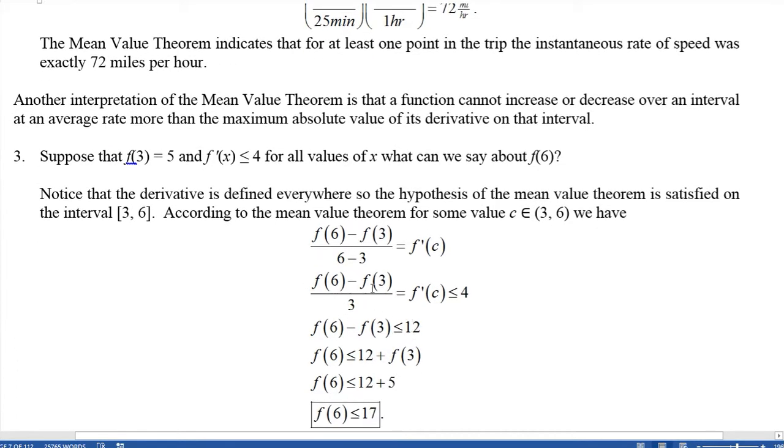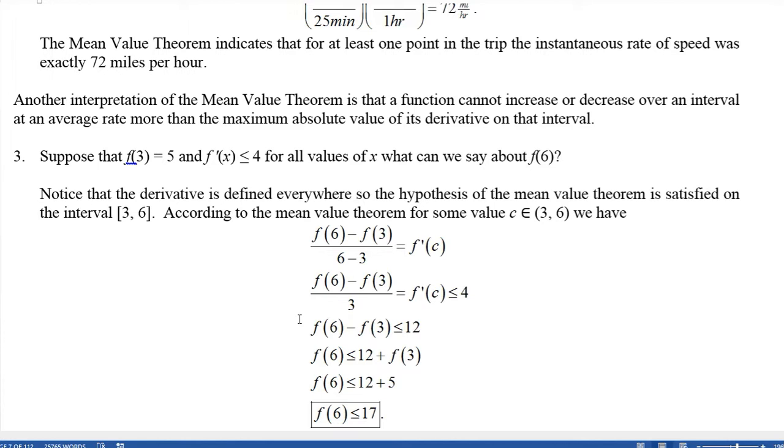That means f of 6 minus f of 3 over 3 is less than or equal to 4. So f of 6 minus f of 3 is less than or equal to 12. Multiply both sides by 3 there. That means f of 6 is less than or equal to f of 3 plus 12. We can only increase at most 12. The rate of change can only be up to 4, and we're going over 3 units, so at most we can go up 12. But f of 3 started at 5, so the highest we can be is 17. So f of 6 is less than or equal to 17.